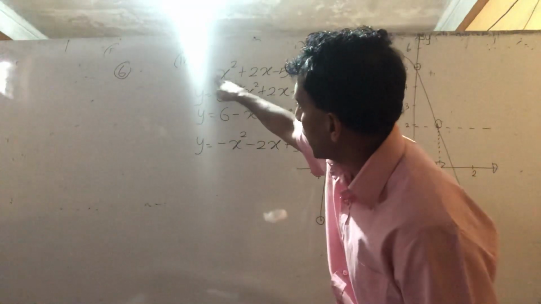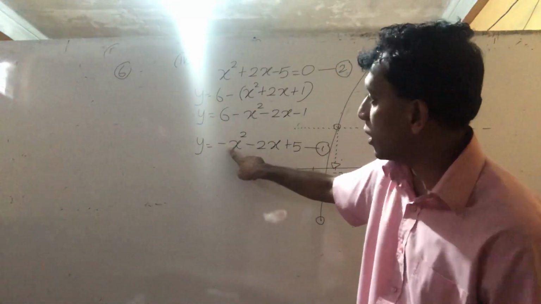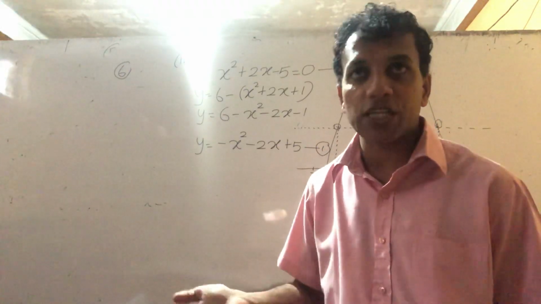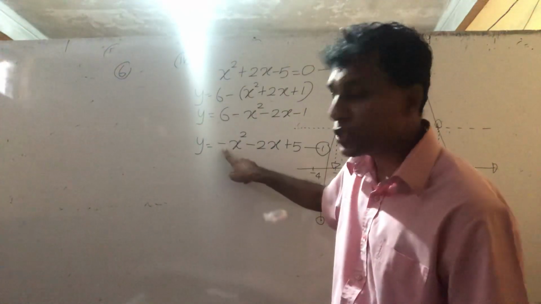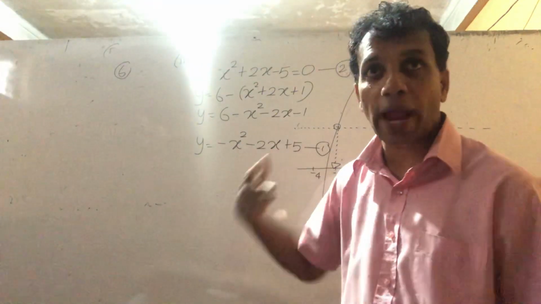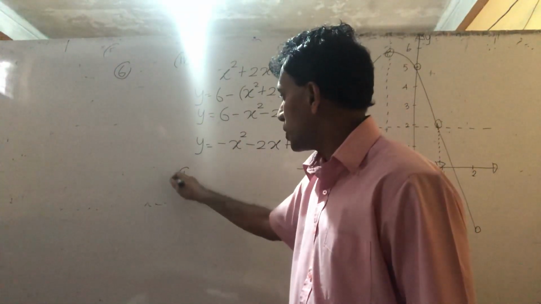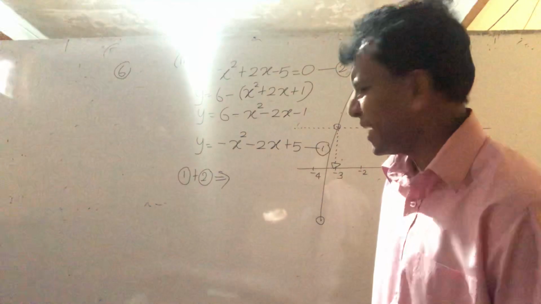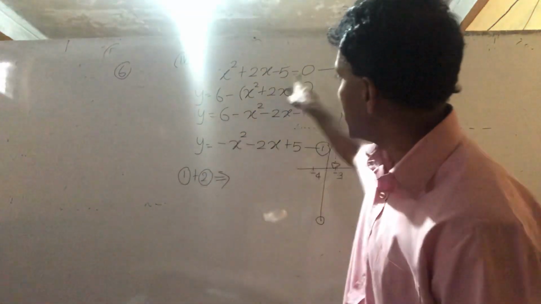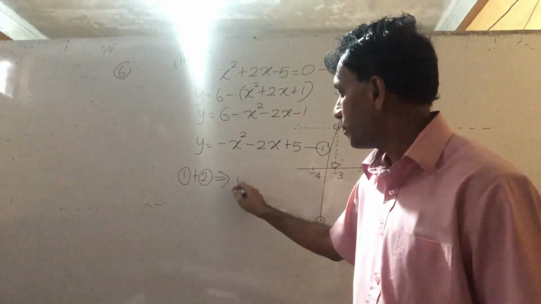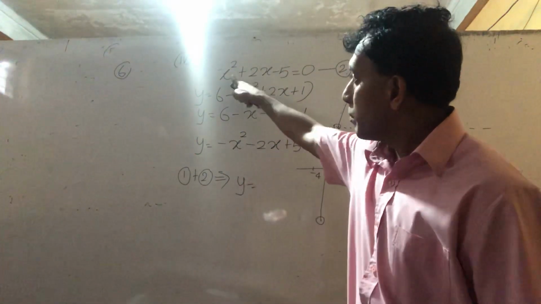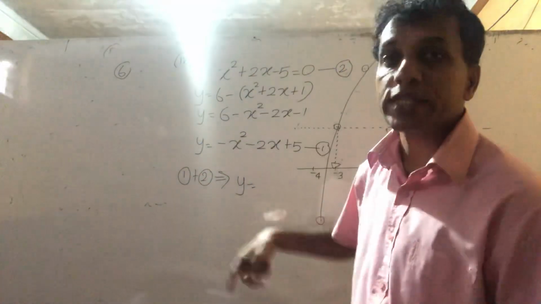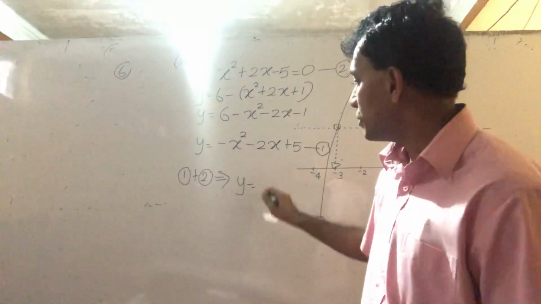Here we see plus x square, here minus x square. What is the simultaneous idea? Same symbol subtract, opposite symbol addition. So plus x square, minus x square, opposite signs, therefore add both. First equation add the second equation. It's easy addition. Here y, here 0, y plus 0, y equals plus x square minus x square 0, minus 2x plus 2x 0, plus 5 minus 5 0.